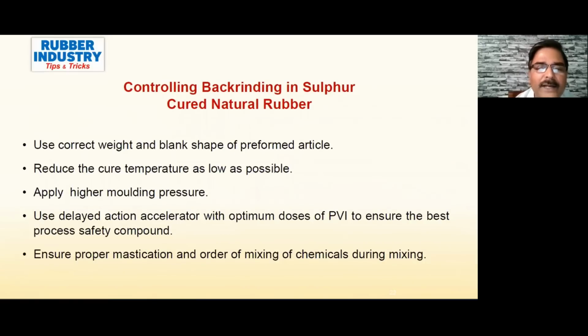Next is use correct weight and blank shape of preformed article. Reduce the cure temperature as low as possible. Apply higher molding pressure. Use delayed action accelerators with optimum doses of PVI to ensure the base process safety of the compound. And finally, ensure proper mastication and order of mixing of chemicals during mixing.